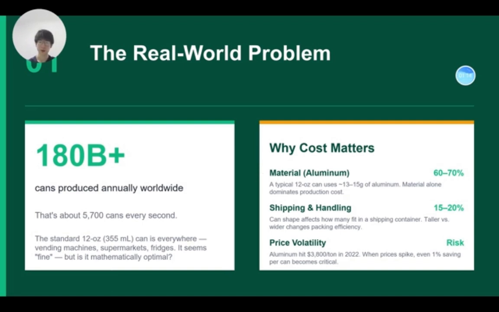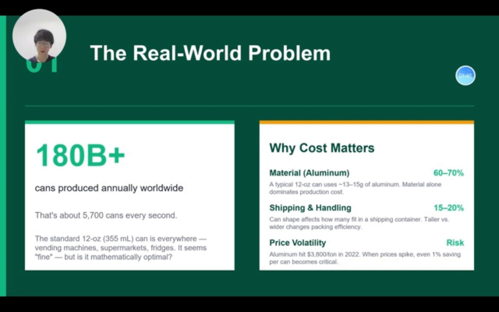But why does cost matter? We list 3 factors. The first factor is material, aluminum. A typical can uses 13 to 15 grams of aluminum. Material alone dominates production cost. The second factor is shipping and handling. Can shape affects how many fit in a shipping container. If it's taller or wider, that really changes packing efficiency.